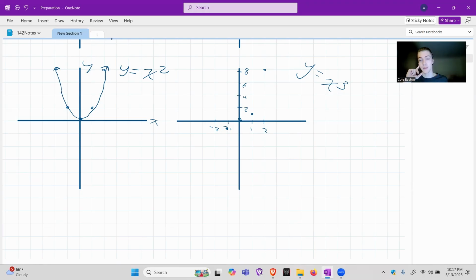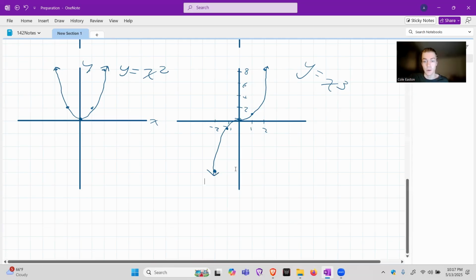And same thing happens with negative 2. So negative 2 times negative 2 is positive 4. Times negative 2 gives us negative 8. So 2, 4, 6, 8. And that's going to be this point right here. And so let's try to sketch what this looks like. So that's going to look something like this.